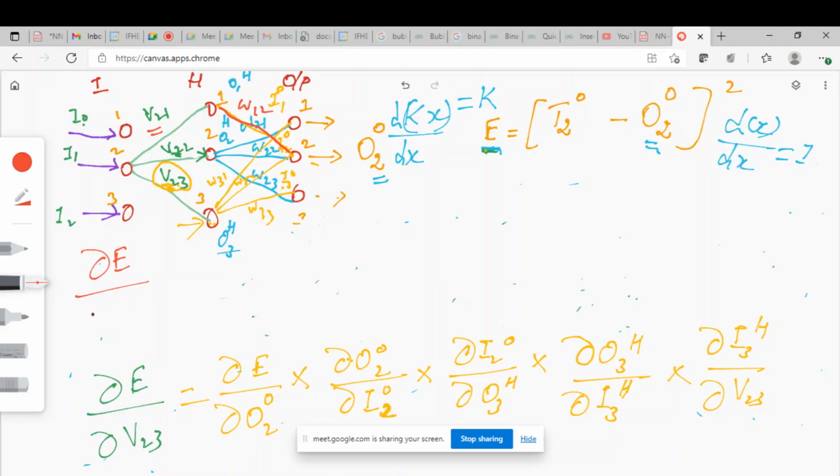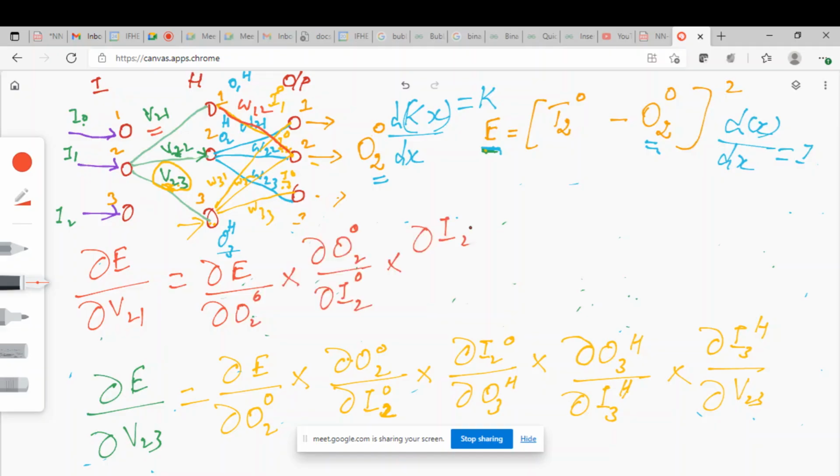Error by... yes, O2 depends on I2. That is, the output of the second neuron of the output layer depends on the input of the second neuron of the output layer. Then the hidden layer input or output. This O is the output of the first neuron of the hidden layer.